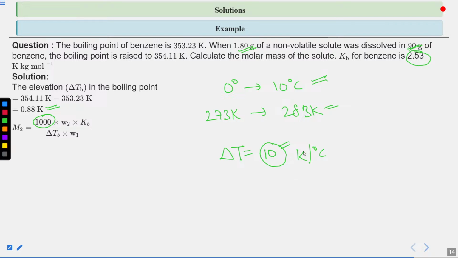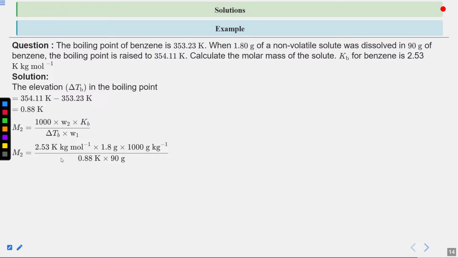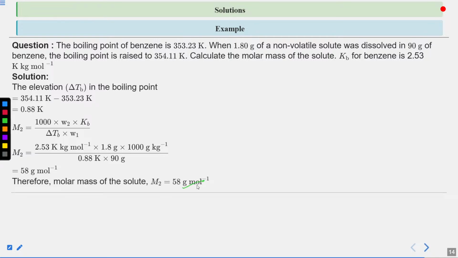So if you are given the value of change in temperature in degree Celsius, then you don't have to add 273 to it to convert it into Kelvin. You can directly take it as 10 Kelvin. I hope you are getting my point here. It's very important to understand. Now if you put these values here, you will get M2 as 58 gram per mole. So this is your final answer.